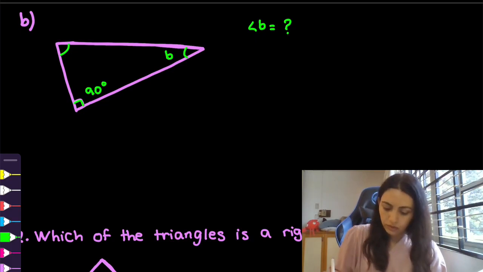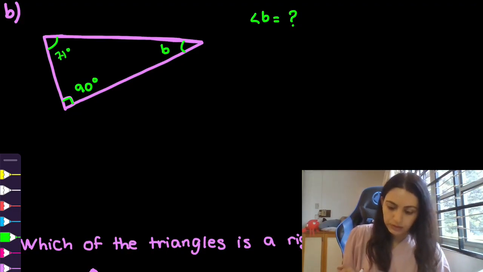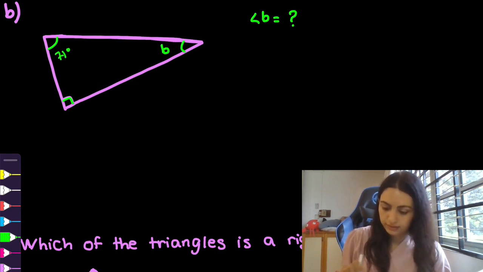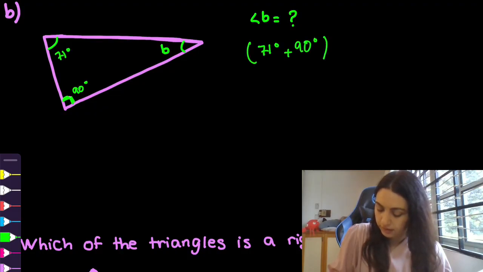Okay, we're going to move on to number B. In this triangle, one of the angles is 71 degrees. Angle B is missing. The other angle has a symbol of 90. So because of the symbol here, I understand that it means 90 degrees. Okay? So we do the same thing, 71 plus 90 degrees, and then the total has to be minus 180.